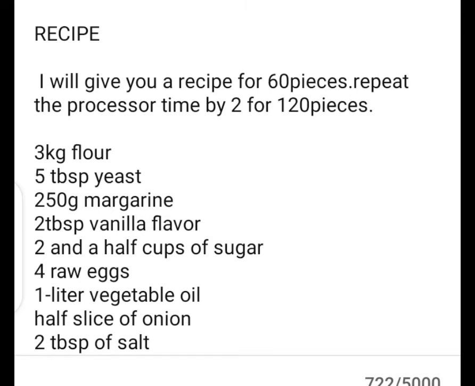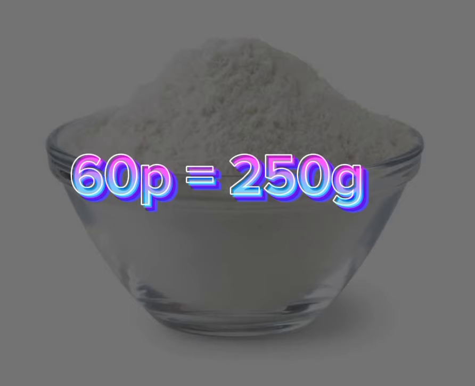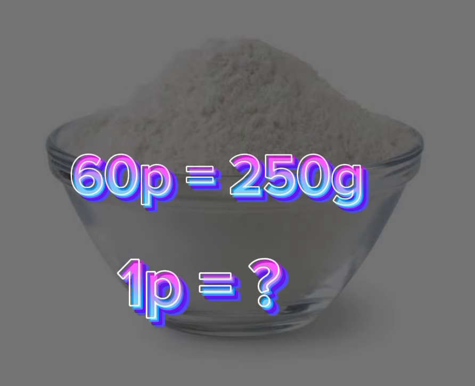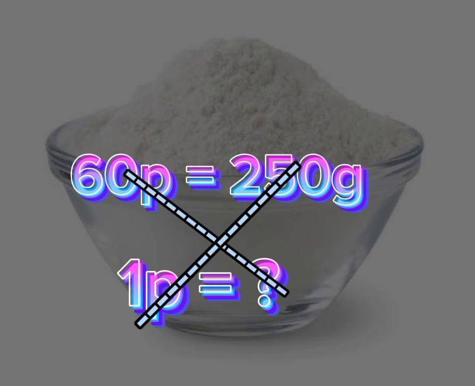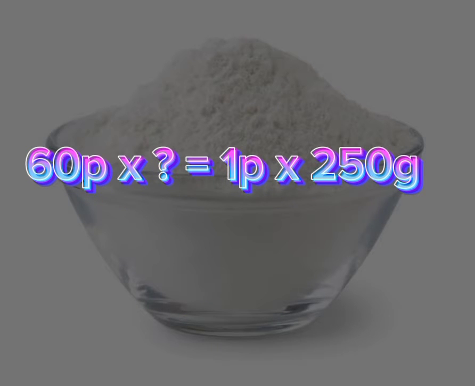So, again from our given recipe, we recall that to produce 60 pieces of donut, we use 250 grams of margarine, right? To produce a piece of donut, for now we do not know, so we leave the question mark. At this point, we're still going to apply the principle of cross multiplication. And to do that, 60 pieces of donut times the question mark is equal to 1 piece of donut times 250 grams of margarine. Now it is time to make our question mark subject of formula.